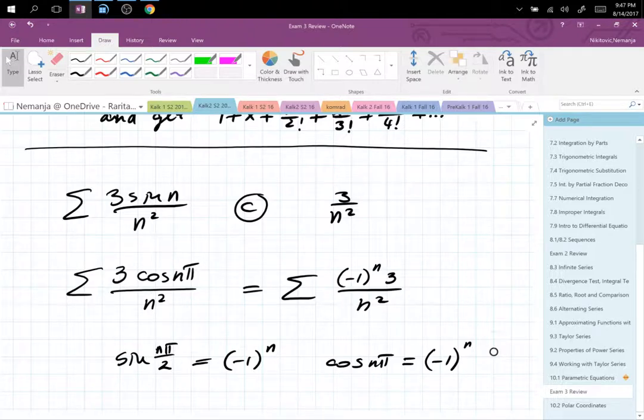If I would want to prove it by limit comparison, would I do, sorry, the alternating series? Would I do like b_k equals 3 over n squared? Yeah.